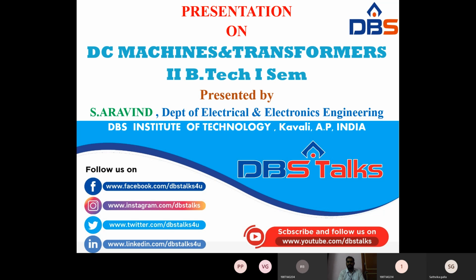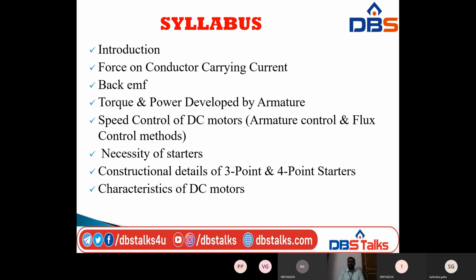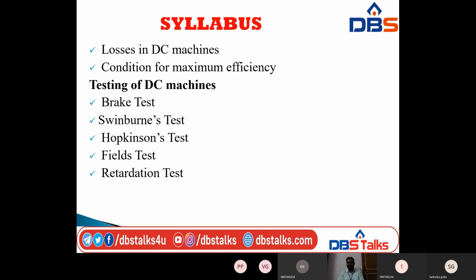Before going to the topics, firstly I will give the syllabus of the total contents in the third chapter: introduction, force on a conductor carrying current, operating principle, back EMF, torque and power developed by the armature, and speed control of DC motors. We have different methods to control the speed of the DC motor, that is armature control and flux control methods. Then the necessity of starters, constructional details of 3-point and 4-point starters, characteristics of DC motors, losses in a DC machine and condition for maximum efficiency, and then testing of DC machines. We have different types of tests for the DC machine: brake test, Swinburne's test, Hopkinson's test, Field's test, and retardation test. We will cover these topics in coming classes also.